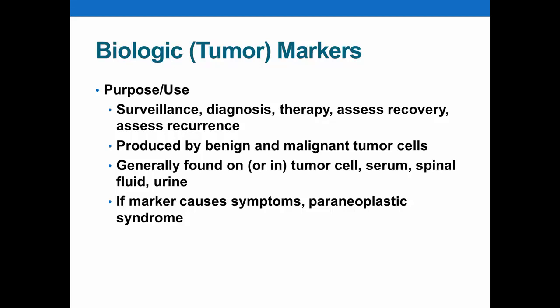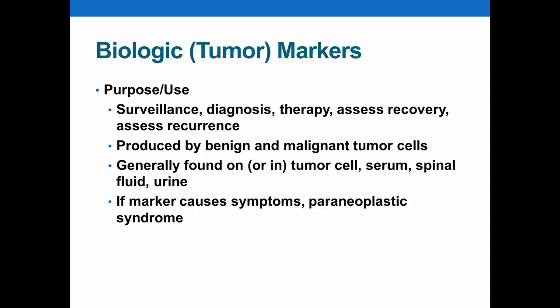After an individual has been treated, we can continue to use the marker to look for increased activity, which may tell us whether or not recurrence of the cancer is there. Now again, these biologic markers may be produced by both benign and malignant tumor cells. So we just have to know our marker. Generally, these markers are found on or in the tumor cells, in the serum, or in other body fluids like the spinal fluid or the urine.